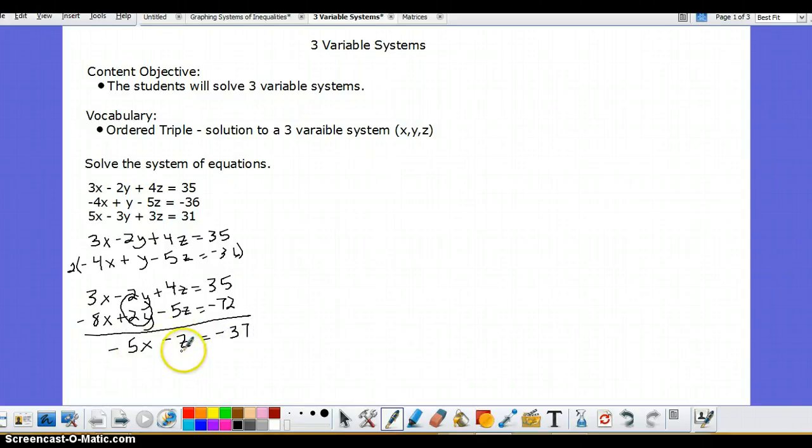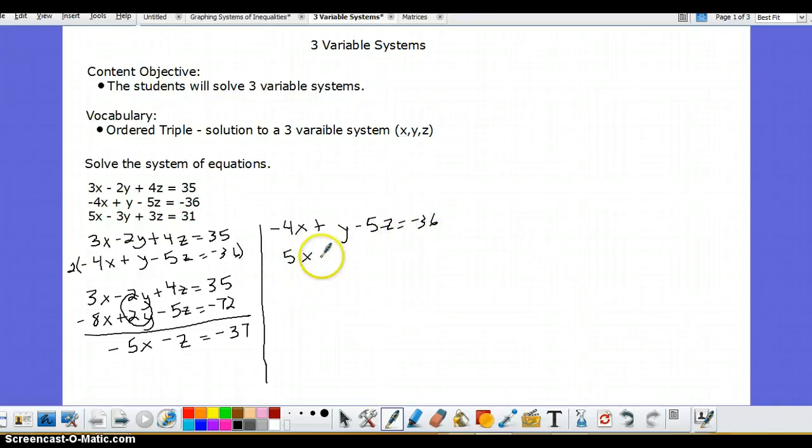Alright, this is going to come back again. So now I'm going to take these next 2. Negative 4x plus y minus 5z equals negative 36. And we have 5x minus 3y plus 3z equals 31. So now with this one, again, I want to eliminate y. So I'm going to multiply by 3.